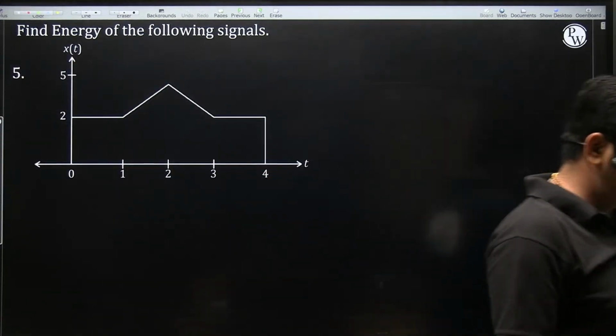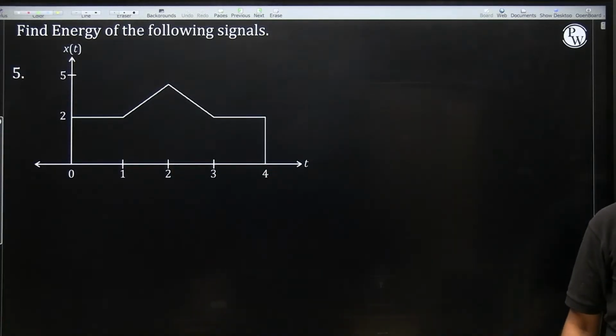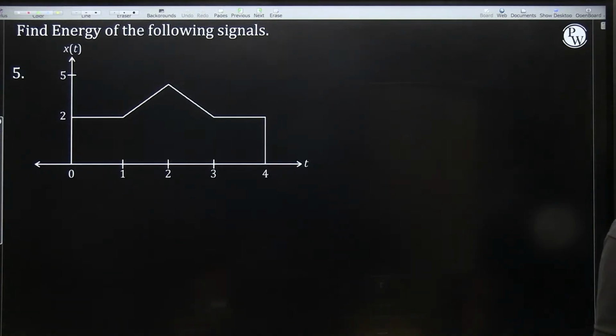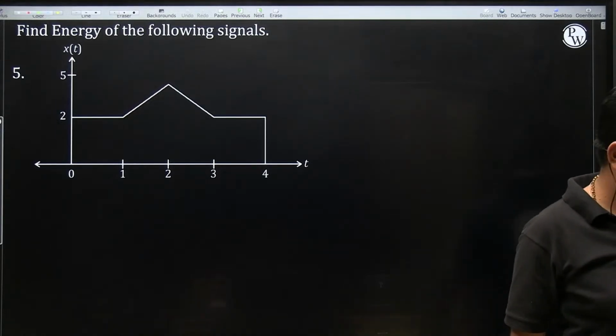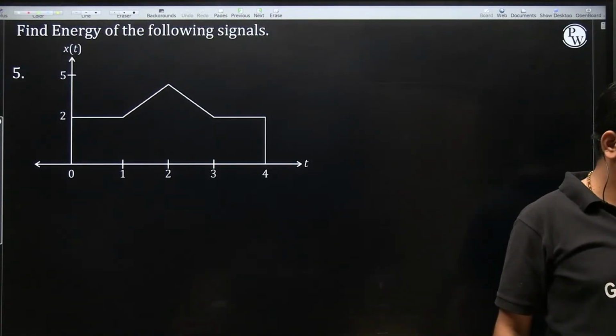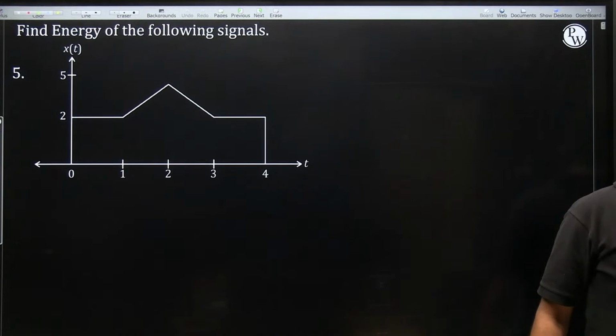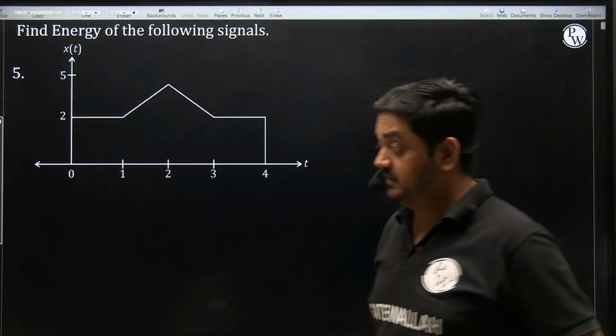Anyone got the correct answer? Sinchan Reddy is saying 22. 22 joule. Okay, 22 joule is saying. Manoj also saying 22.